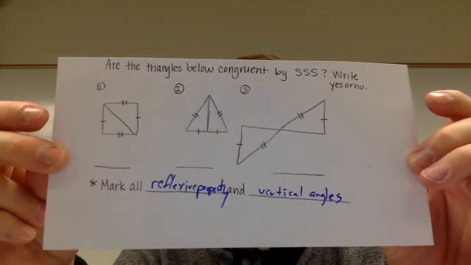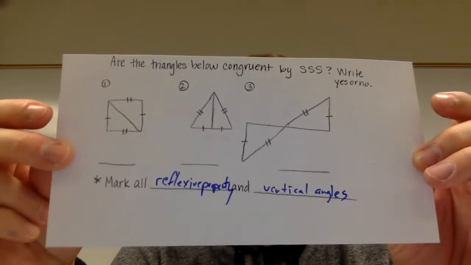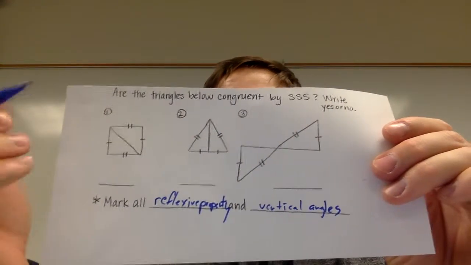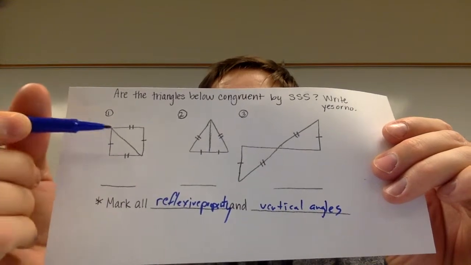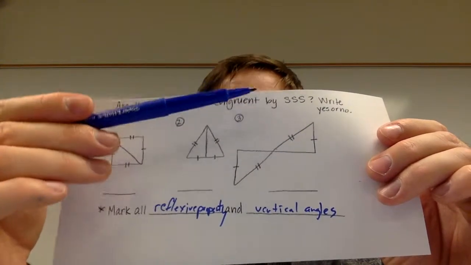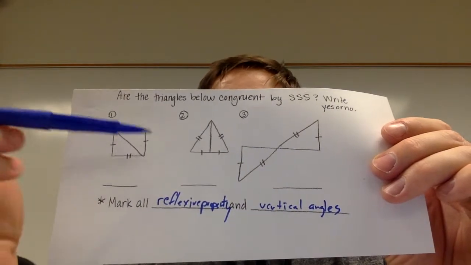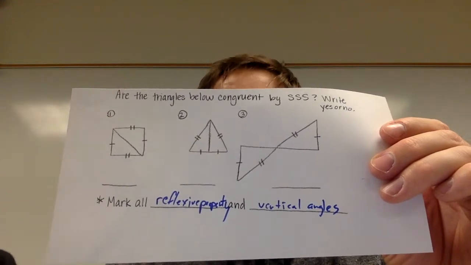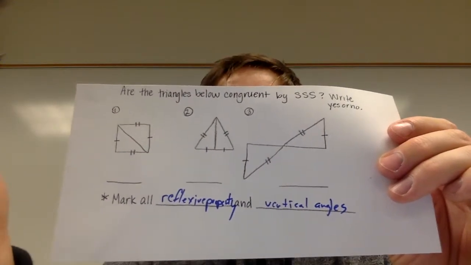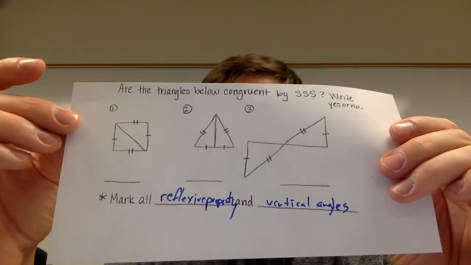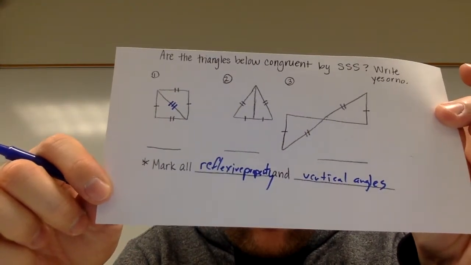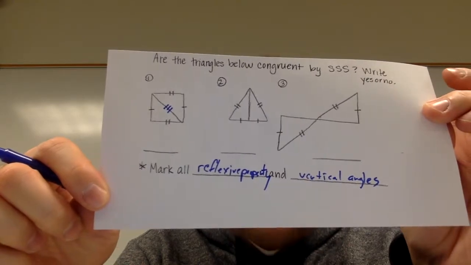And the more things you can show are congruent, the more likely it is you're able to prove two triangles are congruent. Now in this example, we're actually going to try to prove on number one whether or not these two triangles are congruent by just side, side, side. So first, if you take a look at this, mark the side that's shared between the two triangles with tick marks. That will indicate the reflexive property. If you do that, you would end up with all three sides being congruent.